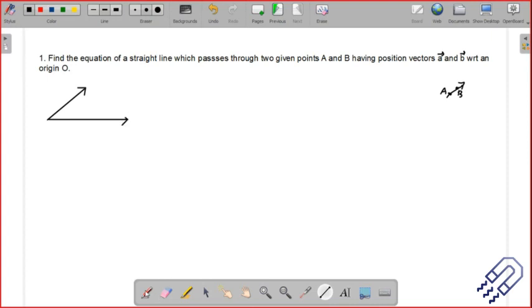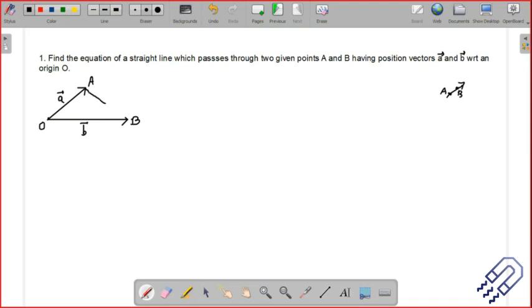According to this question, you have got two points A and B. This may be the point A, and this may be the point B, and lines are dropped from the origin O. I will take this as the origin O, and these two position vectors are basically A bar and B bar. I'll take this as A bar and this as B bar. You have to find the equation of a straight line which passes through these two given points A and B. That means you have to find the equation of AB.